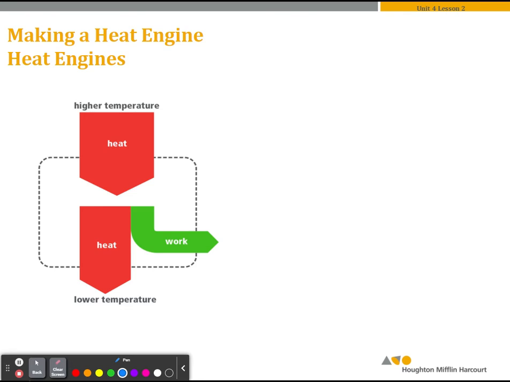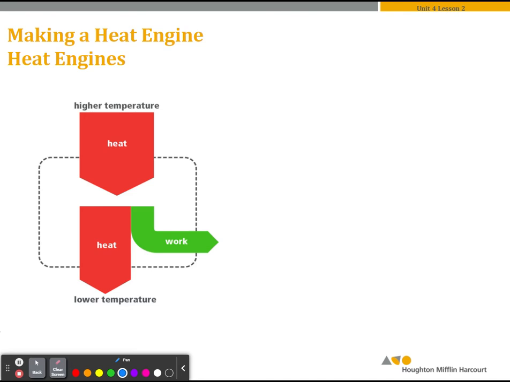Let's look again at a system diagram. Here we see the system represented by the dotted line. We see heat entering the system from an area of higher temperature, and then it flows down out of the system to an area of lower temperature. But in the process, there is work being done. This diagram, this system, this dotted line represents a heat engine.